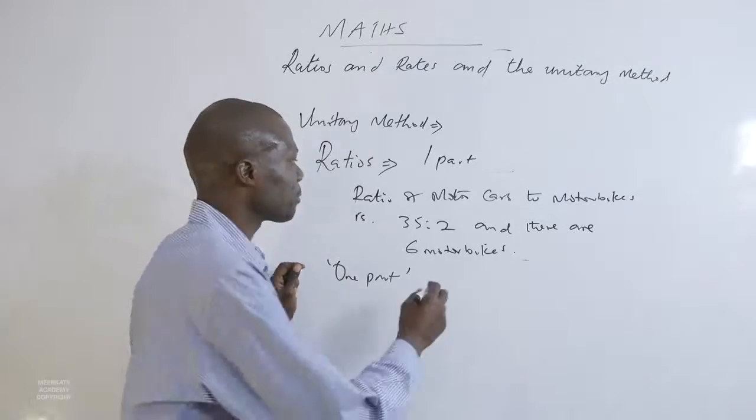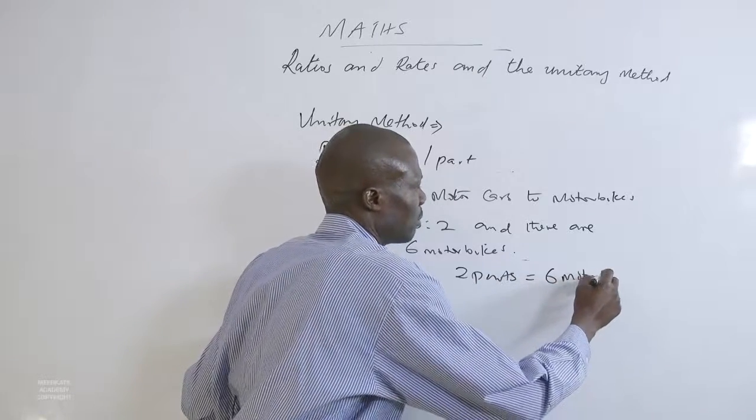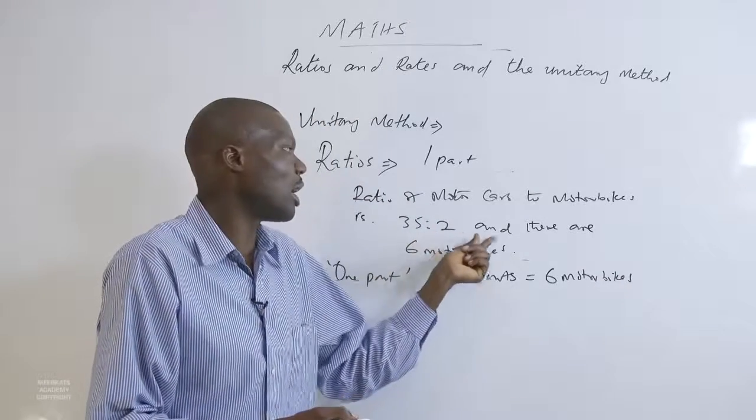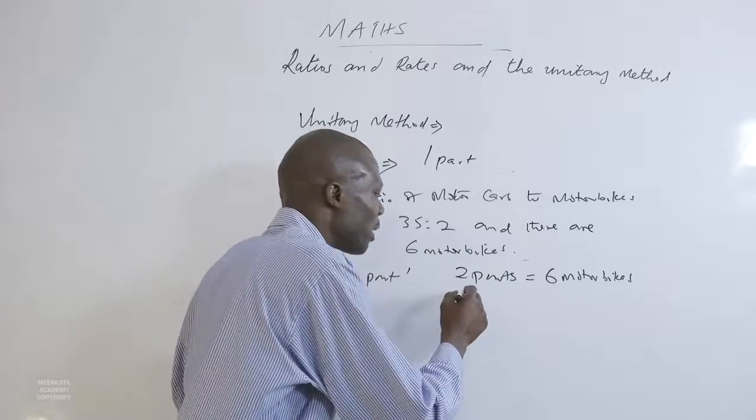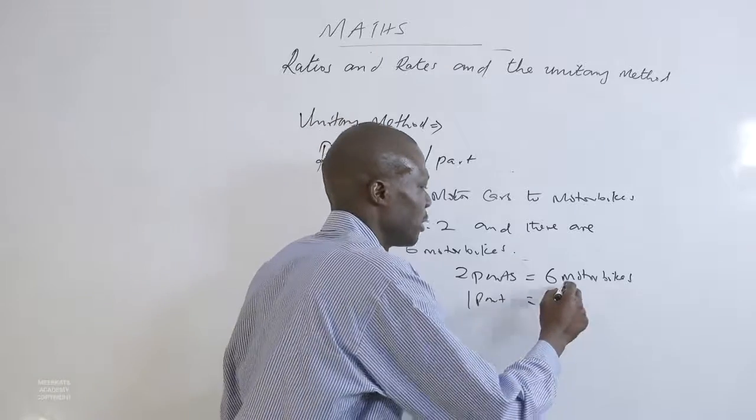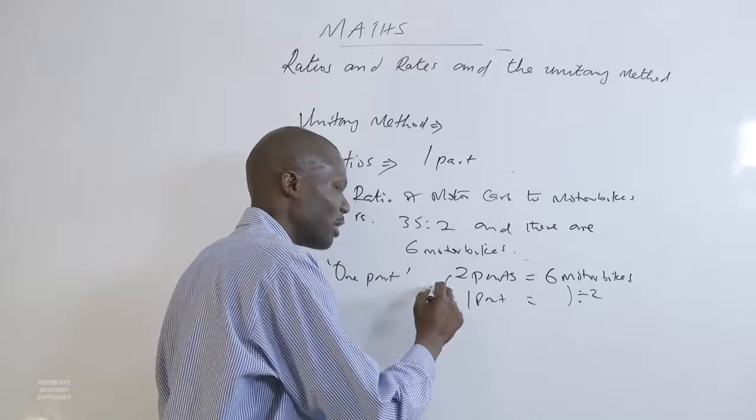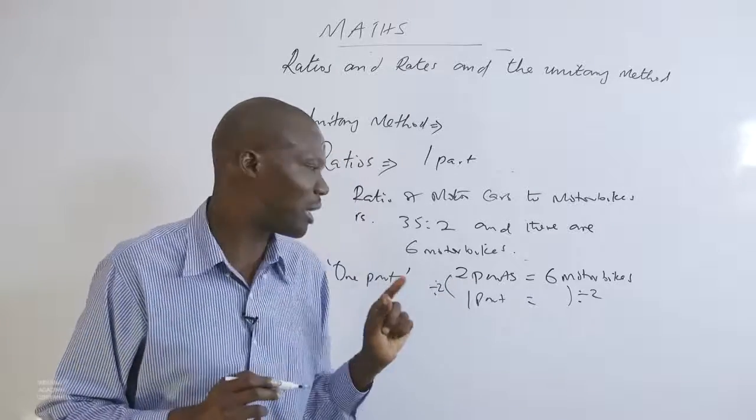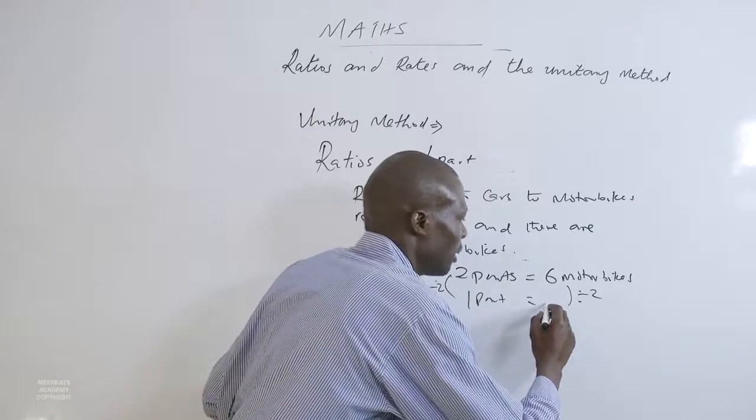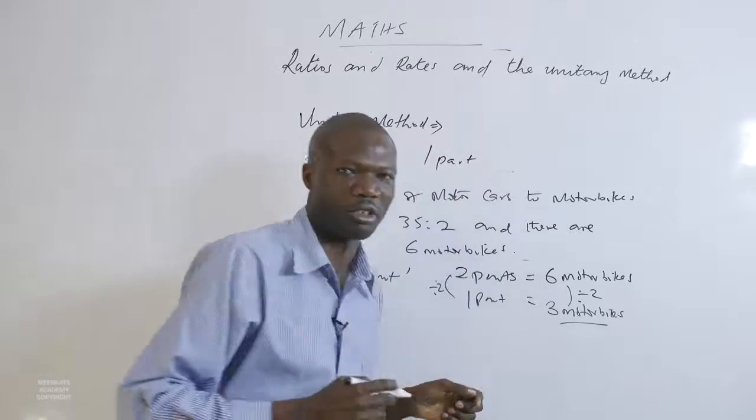To find one part, 2 parts is 6 motorbikes, because 35 to 2 and there are 6 motorbikes. We want one part. This one will be 6 divided by what? 2. Because for us to get this one, we also divide by 2. So we find that one part is 6 divided by 2, which will give us what? It will give us 3 motorbikes. 3 motorbikes. Very good.